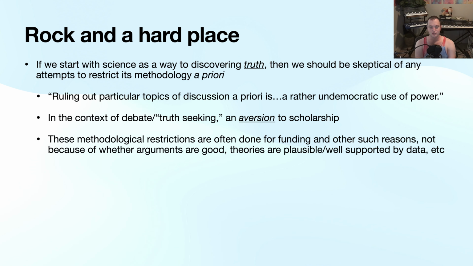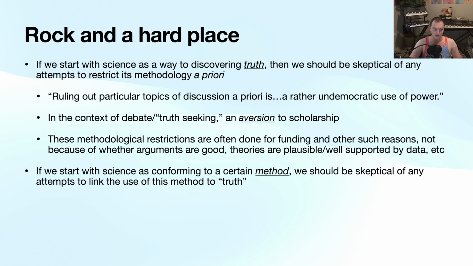And notice that these methodological restrictions are often done for other reasons beyond just whether the arguments are good or the theories are plausible, well supported by data. Often there's a funding reason. There can also be good reasons to do this just for definitional reasons. Like, hey, we want science to have this clear definition so we can teach it and it can be clear where these different fields are. So this is why we're going to do it. But understand that these are practical considerations. They have nothing to do with whether or not it's true. Definitions don't make things true, including or excluding things. What we care about is whether or not things are actually true, not whether something falls under a certain word or not.